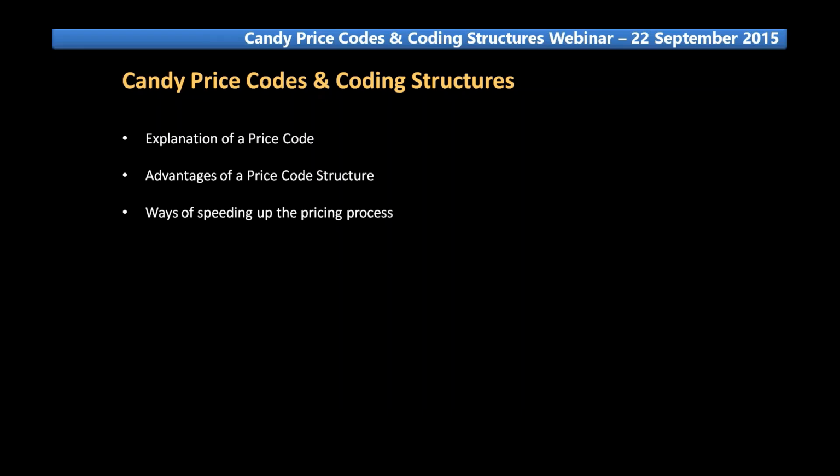Section C, ways of speeding up the pricing process. Two steps we are actually going to look at: different ways to insert a resource in a worksheet. We will also look at pricing similar items with the job's existing price codes.